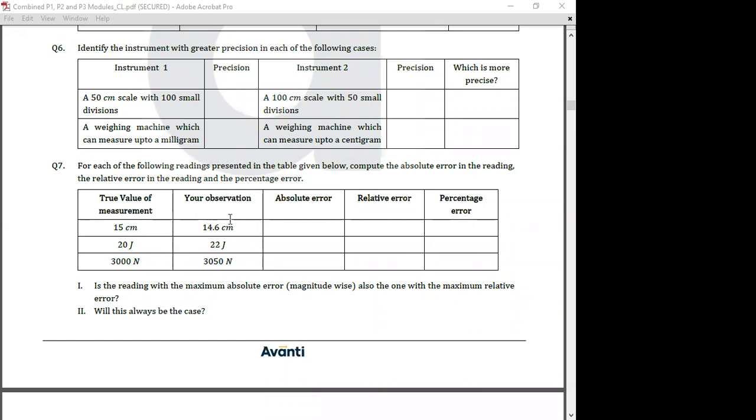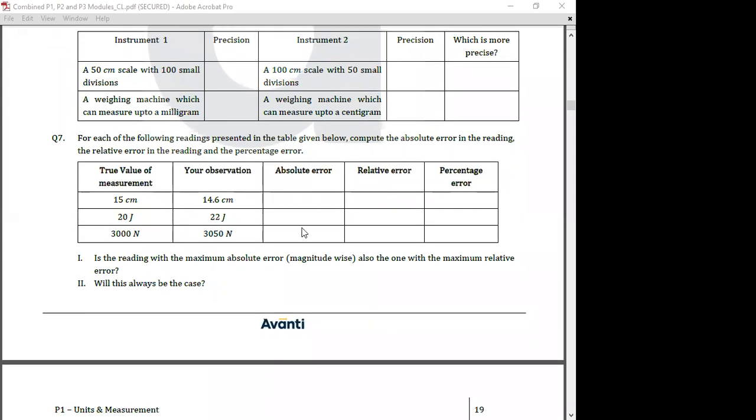True value, your observation, absolute error, relative and percentage error. Something that we have been doing since class 7. This is a problem of class 7: profit and loss, error, relative error. So anyone have any doubt in 7th? I don't think so. If anyone has, you can ask. No worries.